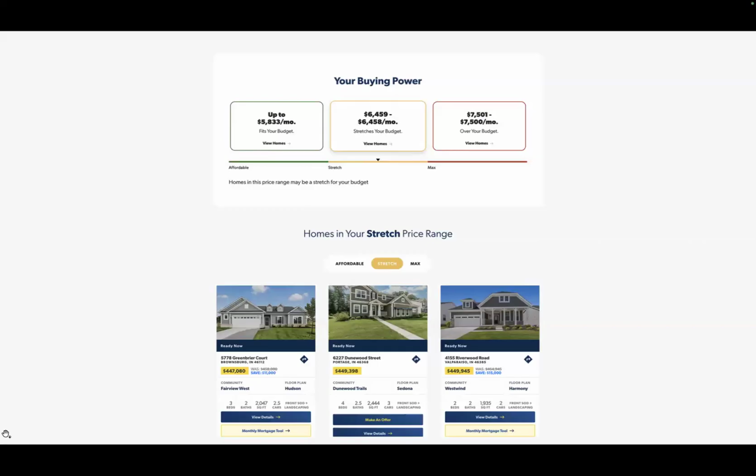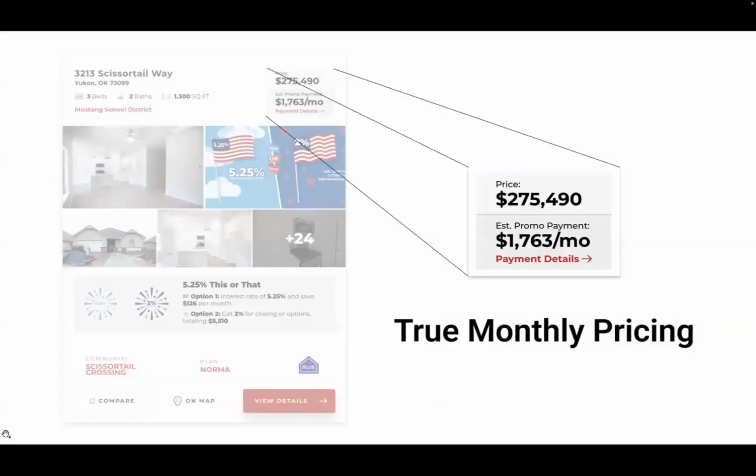So we filled out our information. It's come back and said, okay, here's your buying power, and then here are homes that match your budget. You can click on any one of these. And I think, Brandon, the next slide is your true monthly pricing. What we're doing on this is taking all of the incentives that are available and rolling that into this house, and it's showing us the monthly payment. We're including P&I and all of the things that you want to include. It's designed to be flexible, so if you have homeowner or HOA dues, whatever, we can roll that into this. So this is your true cost for this house per month.